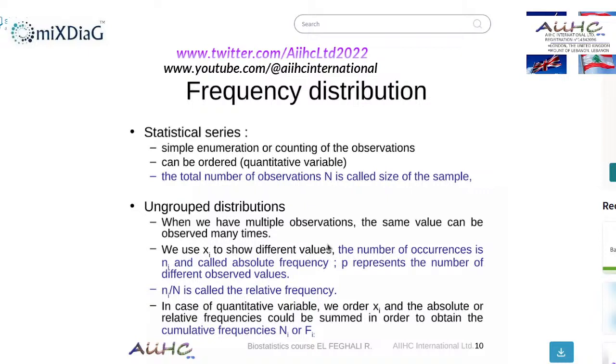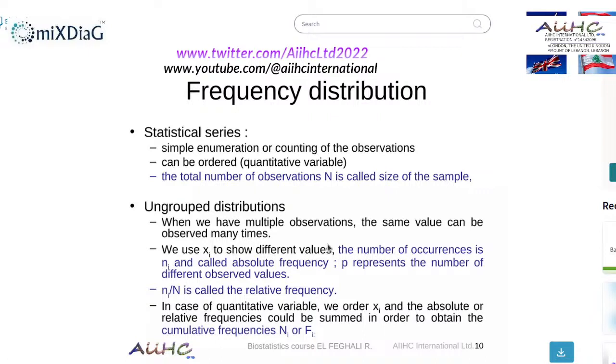The total number of observations, capital N, is called the size of the sample. So size of the sample, you can see usually we use capital N for the population and small n for the sample. But here, as we cannot really calculate the statistics for a population, we use big N, sometimes not. It depends on the study you are leading. But whenever you are saying size of the sample, it will be n, either capital N or small n. N is the number of observations after all.